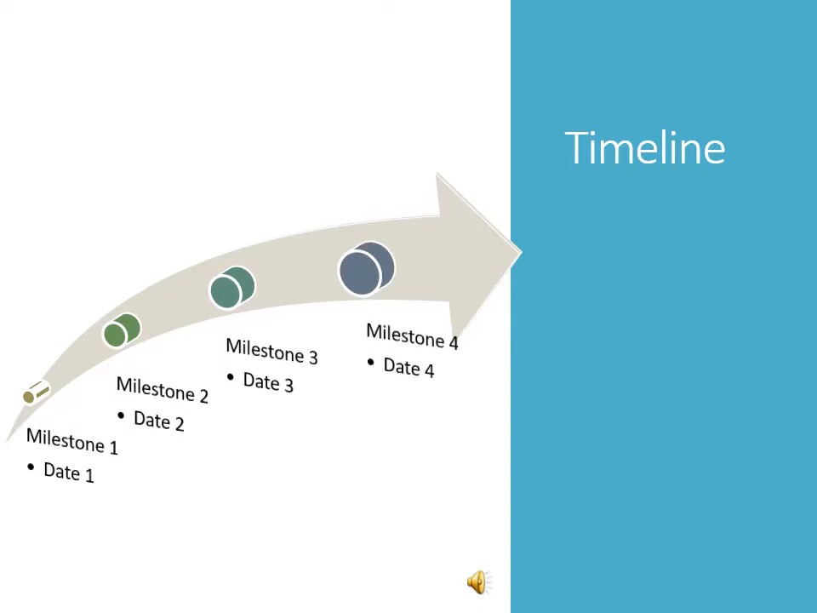You can see an example of milestone, that is the timeline, with activities milestone 1, 2, 3 and 4 with corresponding dates, date 1, date 2, date 3 and date 4. Once it is well defined, you will see that it becomes very helpful in order to assess progress within the project.